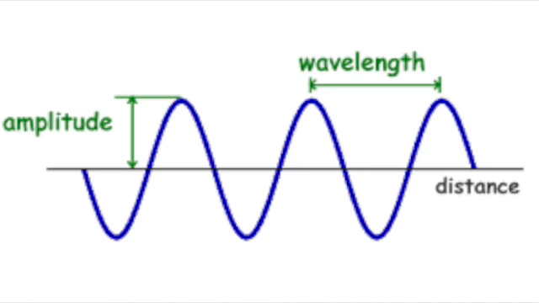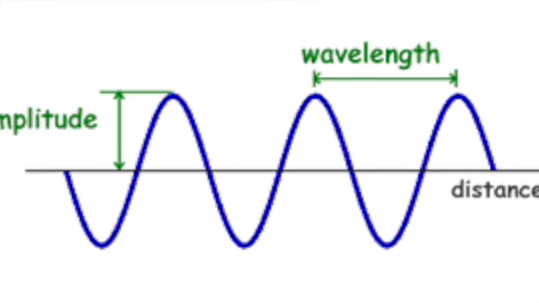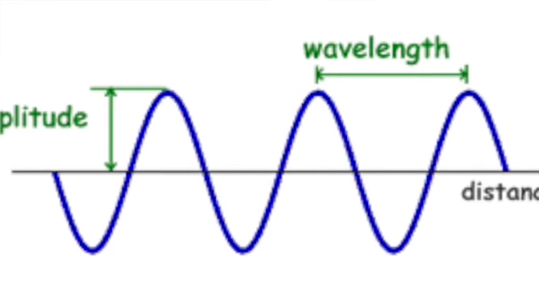Amplitude. Wave amplitude is the maximum distance the particles of the medium move from the resting position when a wave passes through. A wave caused by a disturbance with more energy has greater amplitude.